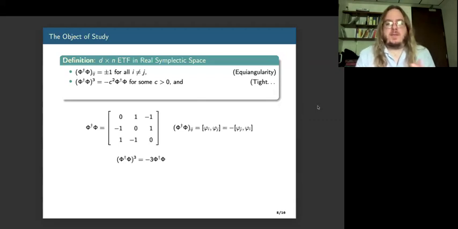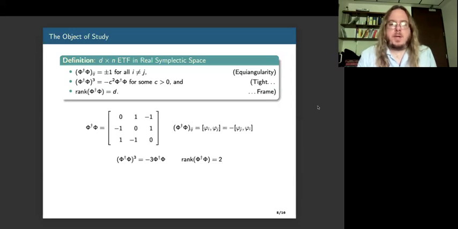And then lastly, this frame business. Well, this is still a rank condition. It's actually going to be the same thing as the normal setting. So the rank of the Gram matrix here will be equal to the ambient dimension. So here, the rank of this Gram matrix is 2, and in general, it will be D.